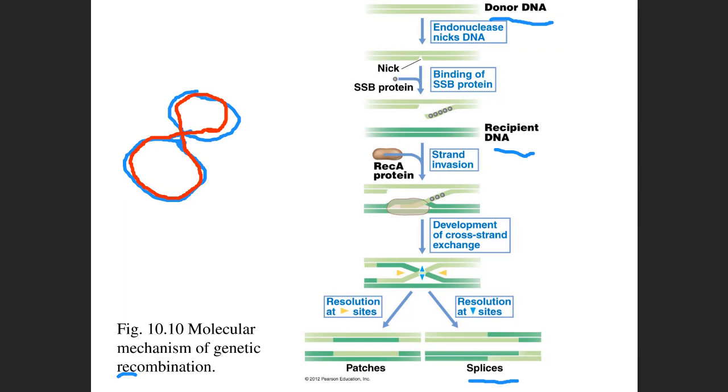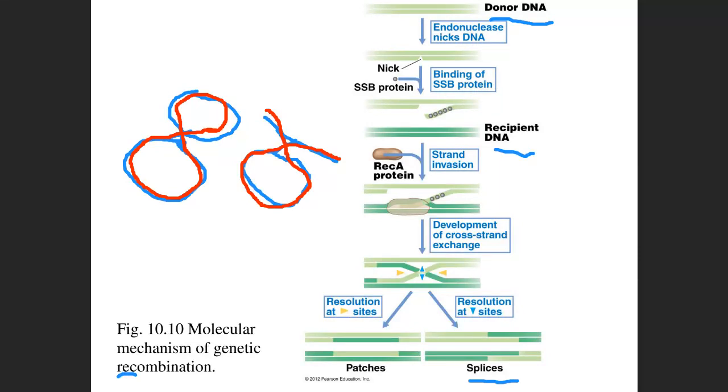So that's one between a circular and a linear. Now if you have one circular, one linear, and you have a crossover, a recombination event, then if you follow that, if a circular molecule and a linear DNA molecule have one recombination event, the circular DNA molecule becomes a linearized molecule, a linear molecule.